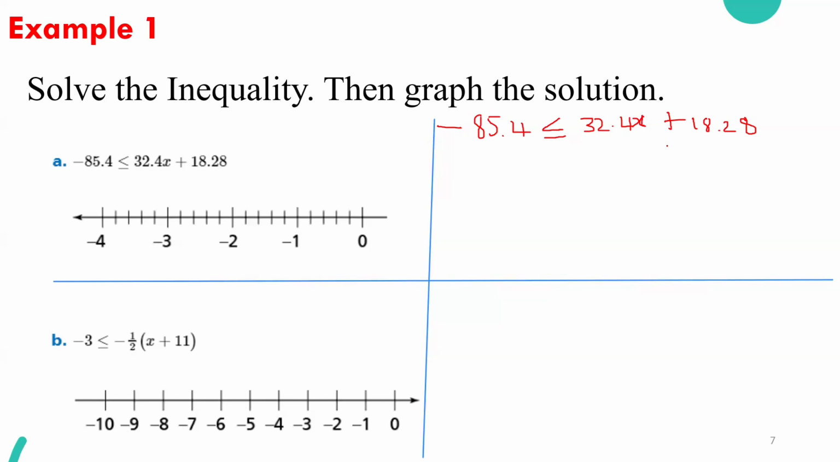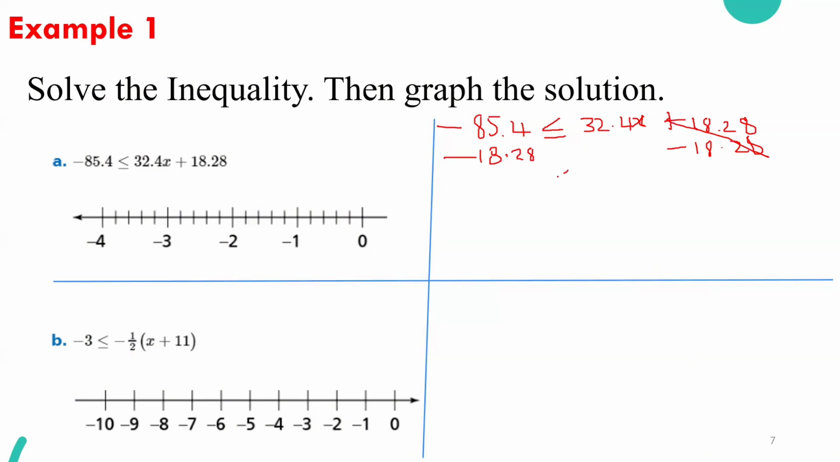To get rid of the constant, we are going to subtract because we have a plus 18.28. So you do the opposite of plus, which is subtraction, to get rid of it. So it's going to be minus 18.28. Remember now, whatever you do on the right of the inequality, do the same thing to the left, and whatever you do to the left, you do the same thing to the right. It depends on which side your variable is on. 18.28, so this cancels out.